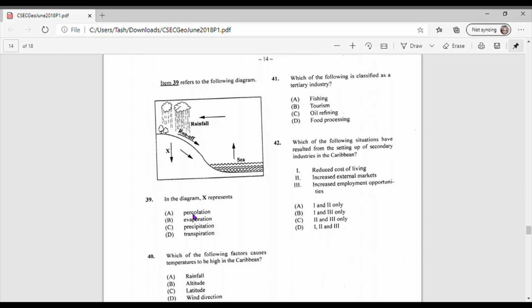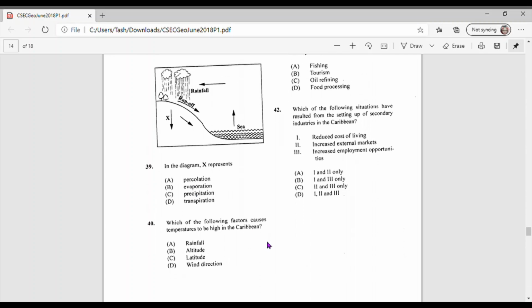Number 40. Which of the following factors causes temperatures to be high in the Caribbean? High temperatures in the Caribbean are as a result of our specific location. So for latitude, it would be letter C.